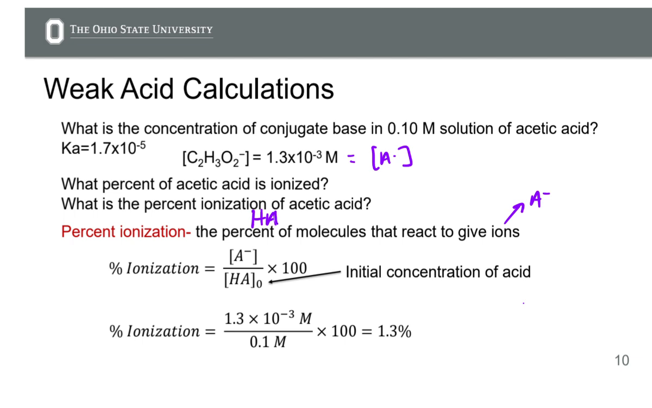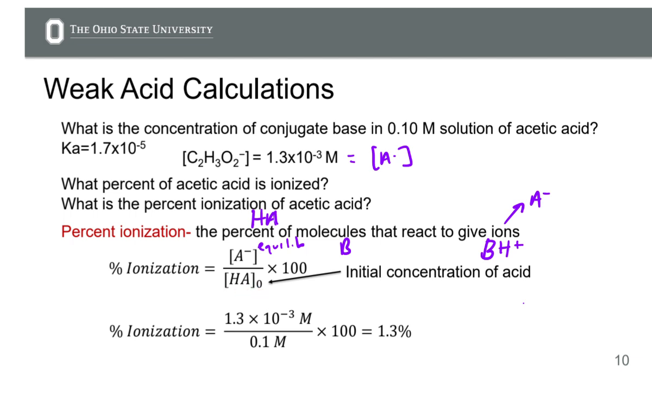If we're working with a base, the ions that are formed are BH plus. Percent ionization might look familiar to you. It's very similar to percent yield. So we essentially have in our percent ionization equation the concentration of ions formed, which is an equilibrium value, over the initial concentration of weak acid or weak base. In this case, weak acid.